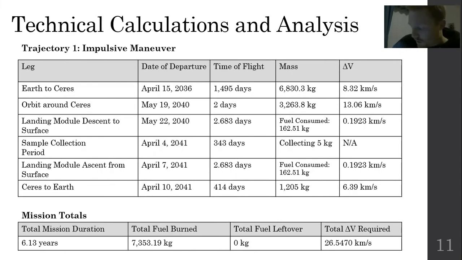Here's a table of when each leg starts and the trajectory properties at each time. These trajectories were calculated using the MATLAB codes in the appendix of this presentation. And a few key notes are that the total mission time is 6.13 years, as previously stated, and the total mass of the propellant is 7353 kilograms, and the total delta V is 26.5 kilometers a second. We also did not leave any extra fuel. However, the current mass margin would allow for extra fuel if necessary.